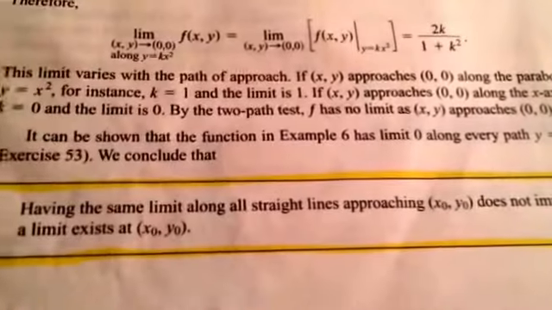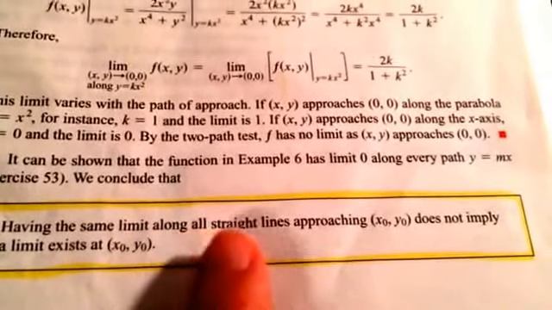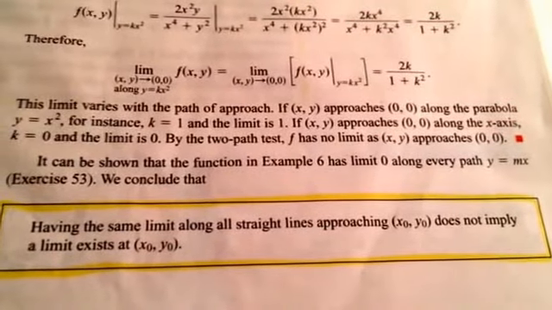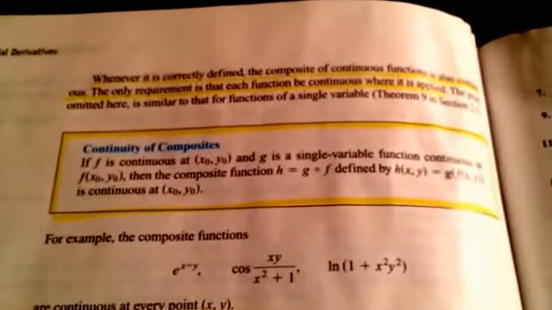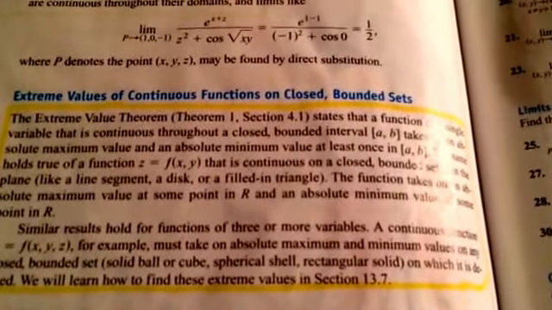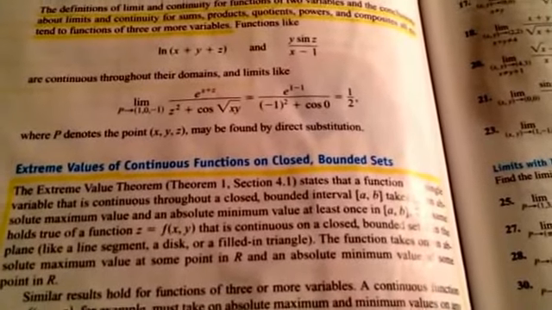Here it's talking about straight lines, but it could be paths in general. Having the same limit along different paths does not imply that the limit exists. Because again, there are infinitely many paths, you can't possibly check them all, so you can't show that they would all be the same. I'm not going to read this page to you, but on page 700 there's a lot more information: continuity of composite functions, functions of more than two variables, and extreme value information. So just read page 700 either now by pausing the video or later when you finish watching.